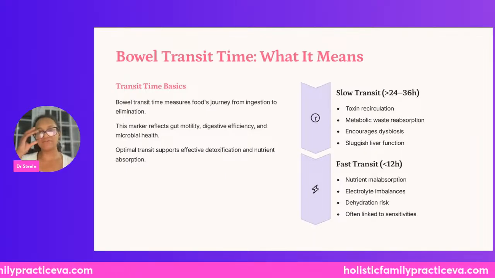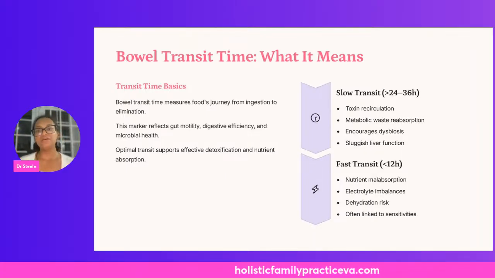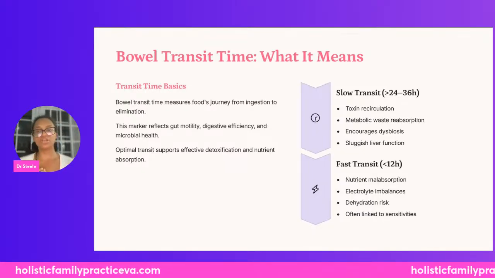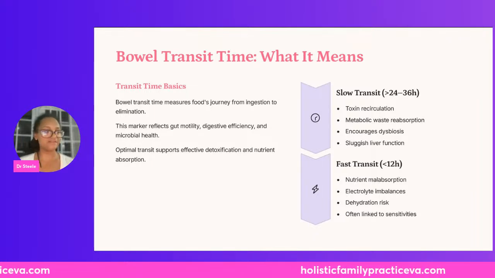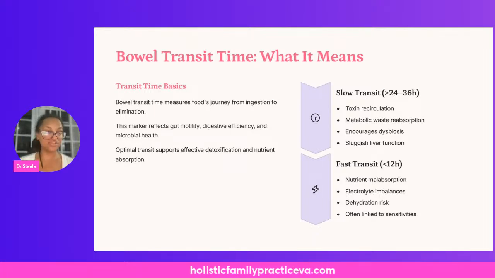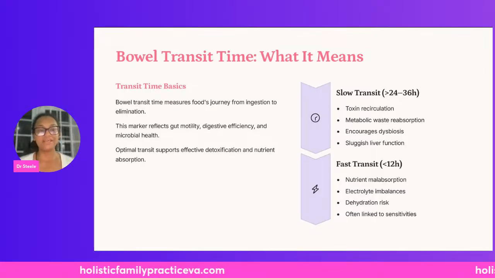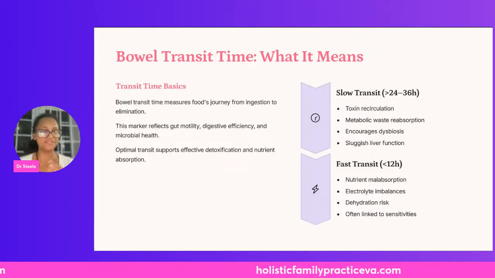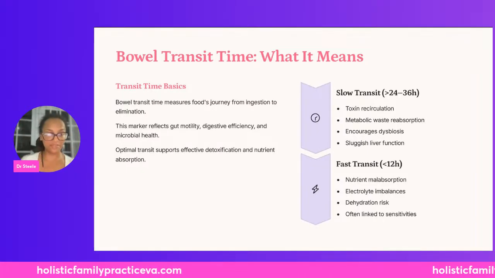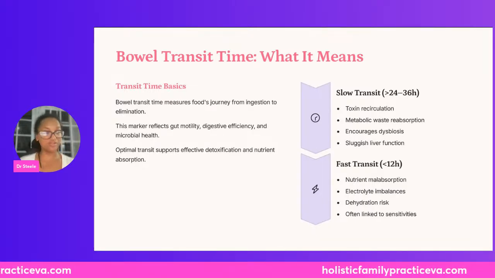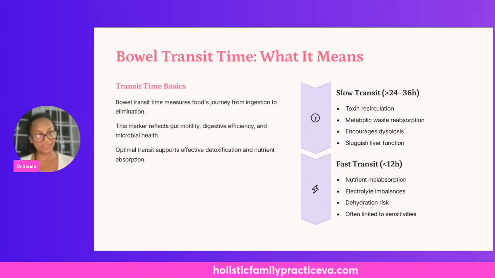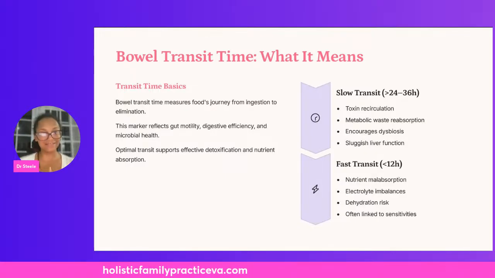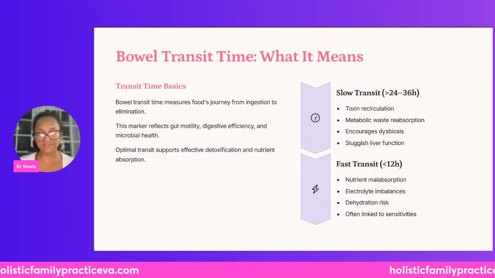If it's longer than that 24 hours, again, I really go with 18, the body is going to recirculate toxins. There's metabolic waste reabsorption, encouraged dysbiosis, which is an imbalance in the intestinal flora, and, like I mentioned, an indication of sluggish liver function. This is also why I tend to clean the liver out first before going into the digestive system, because a lot of times if you go just to the digestive system and skip the liver, you're having to do double duty. If the liver is sluggish, it's dumping into the small and large intestines, and if that isn't functioning efficiently, it just doesn't make sense.